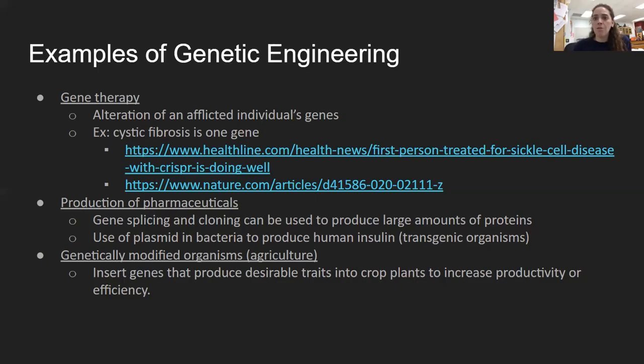In agriculture, it's used a lot, particularly with plants, to insert desirable genes that help farmers to increase their productivity and their efficiency. A couple of common genes that get inserted: there's a gene that makes plants resistant to the herbicide Roundup, so farmers can just mass spray Roundup on their fields. The corn grows, the weeds don't. There are also some that have the plant making a pesticide, so that way farmers can spray less pesticide on their fields.